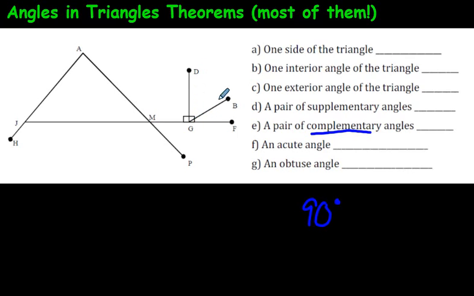So that would be angle DGB and angle BGF. Those make two complementary angles right there. Okay? You can always push pause if you want that to stay there.